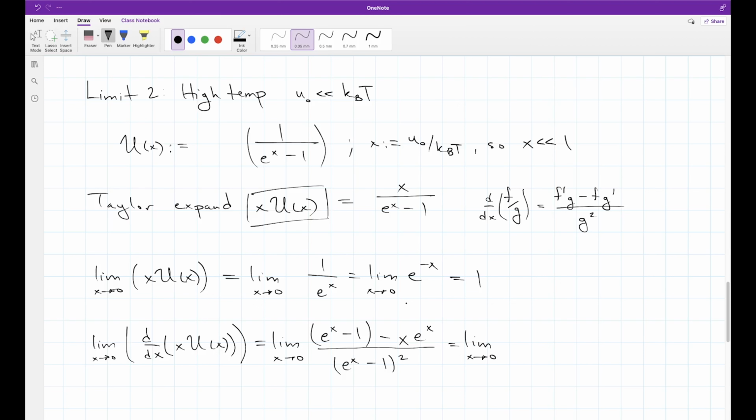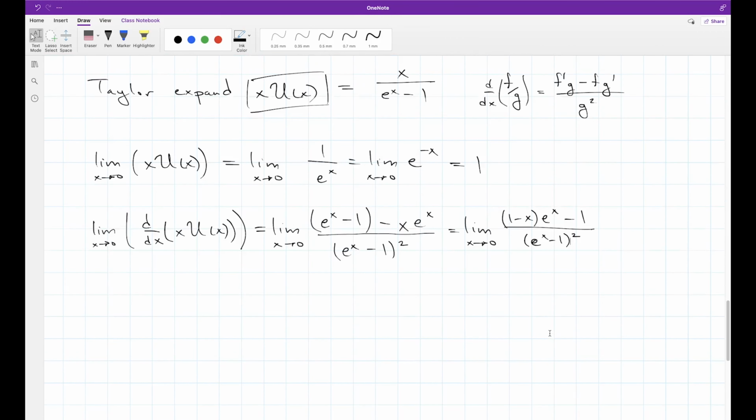All right, let's simplify this. So we're going to get (1 minus x) e to the x minus 1 over (e to the x minus 1) quantity squared. Good.